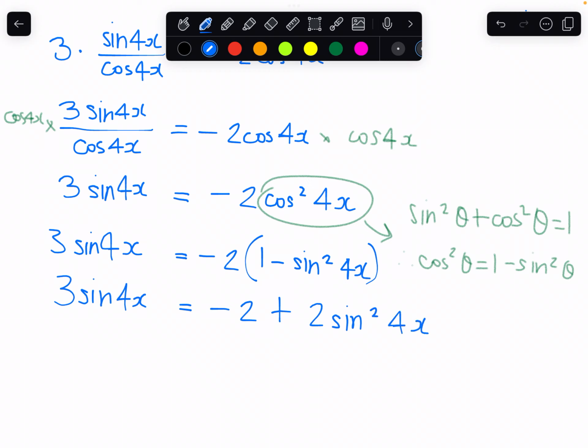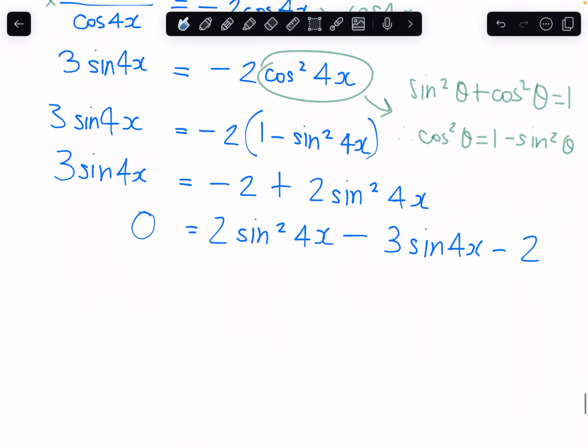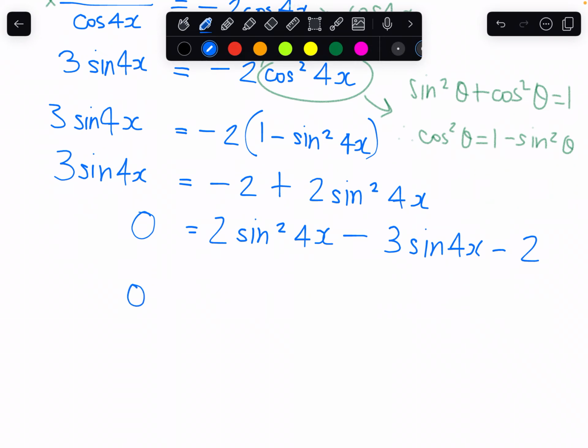So this is a quadratic equation. Instinctively, I want to make one side 0. Then we have 2 sine squared 4x minus 3 sine 4x minus 2. You could solve this using the quadratic formula, or you could just attempt to factorize it yourself. I will go with the latter.